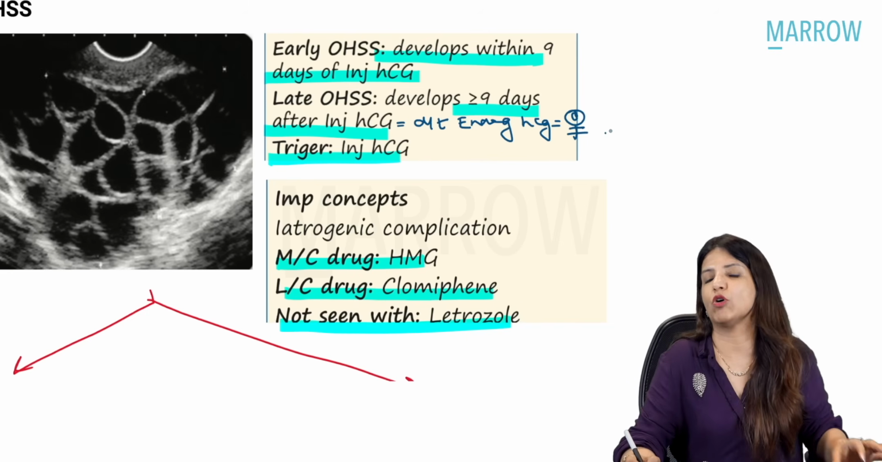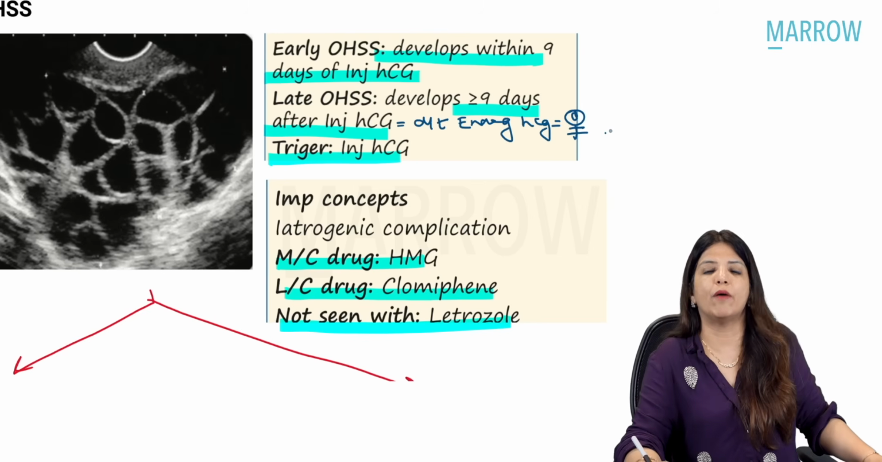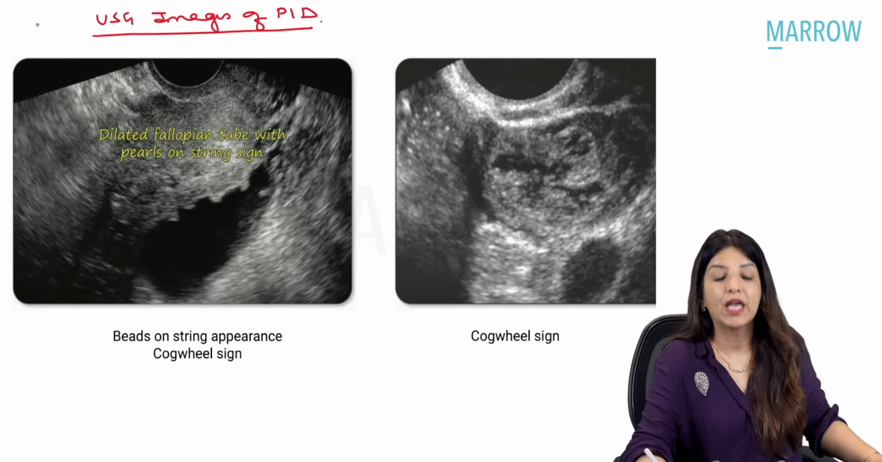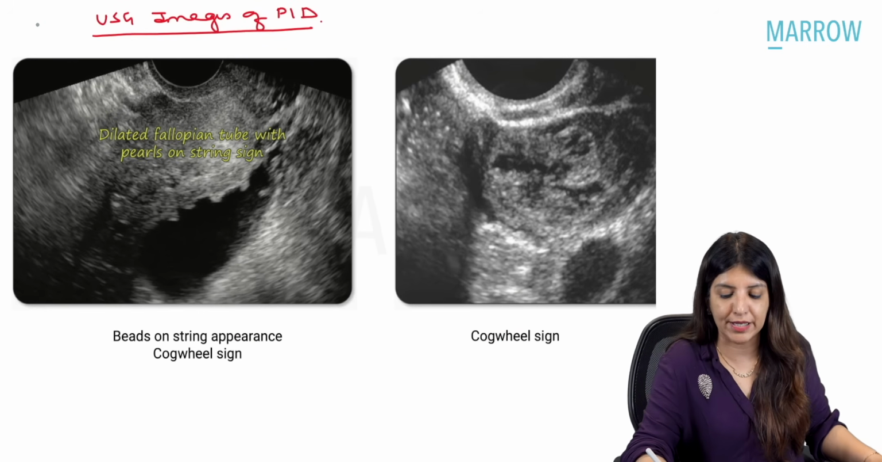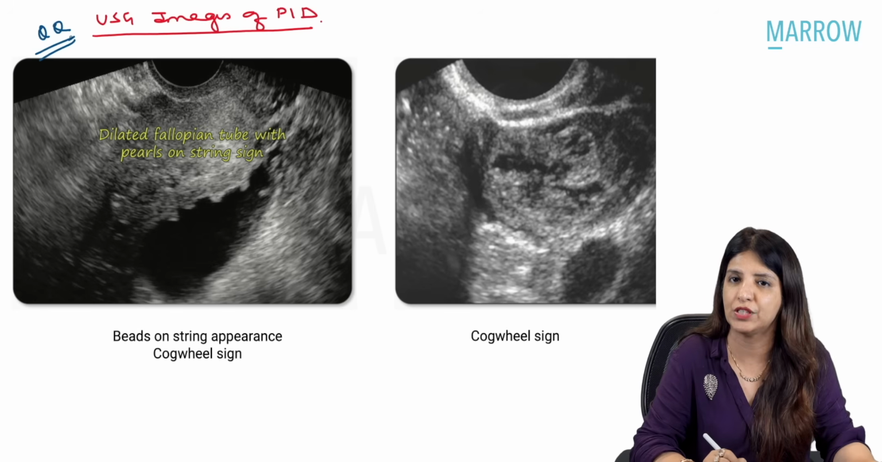This is not because of injection HCG, right? So this is what you have to know about this ultrasound, that is ovarian hyperstimulation syndrome. Now, ultrasound images of PID are very, very important, because recently in NEET they had given one of these images.